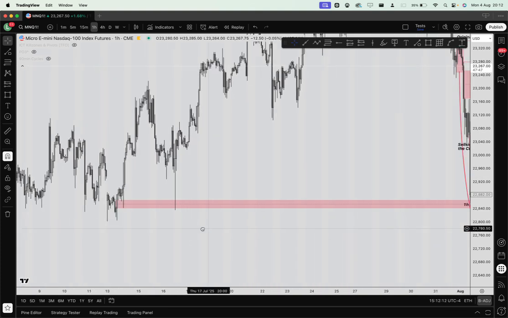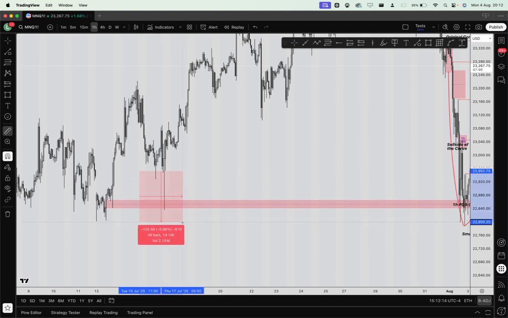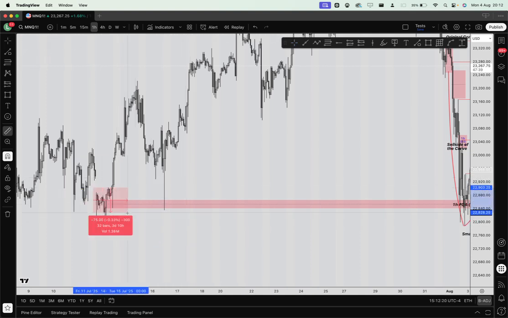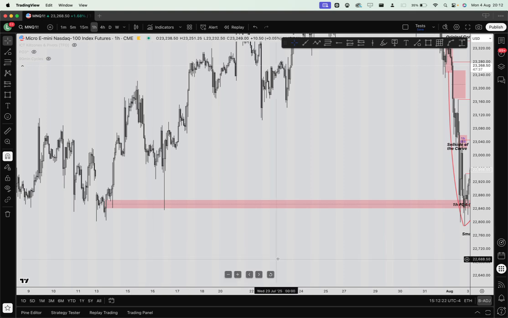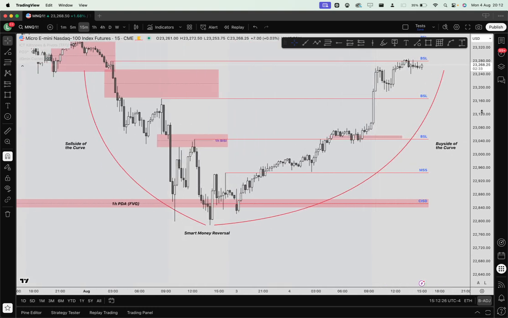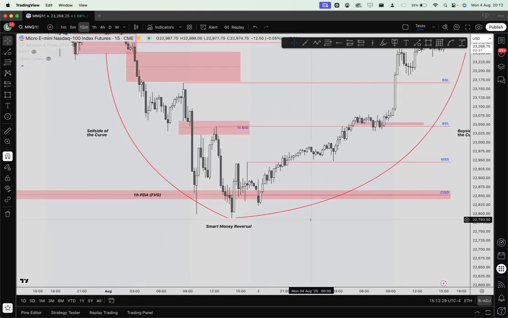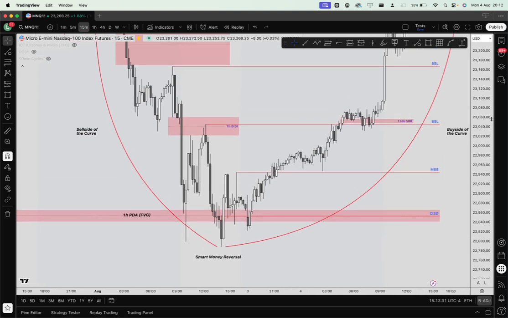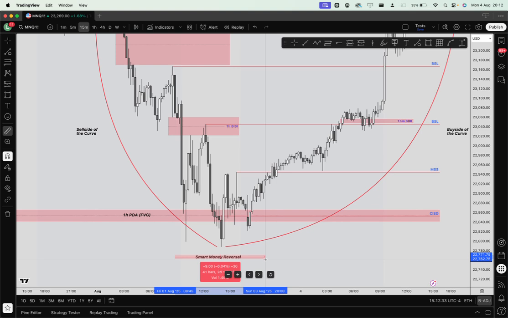1 hour fair value gap marked from a few days ago, because if you saw my last video, you will see that marking out fair value gaps that have already been mitigated is a lot stronger than just marking out unmitigated fair value gaps. So that was already marked on my chart, and I was cautious of how price would react when it got to that level. So this is where the smart money reversal took place.